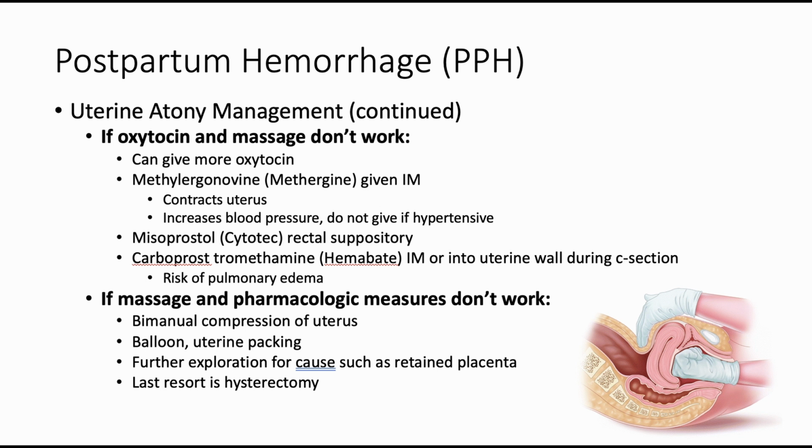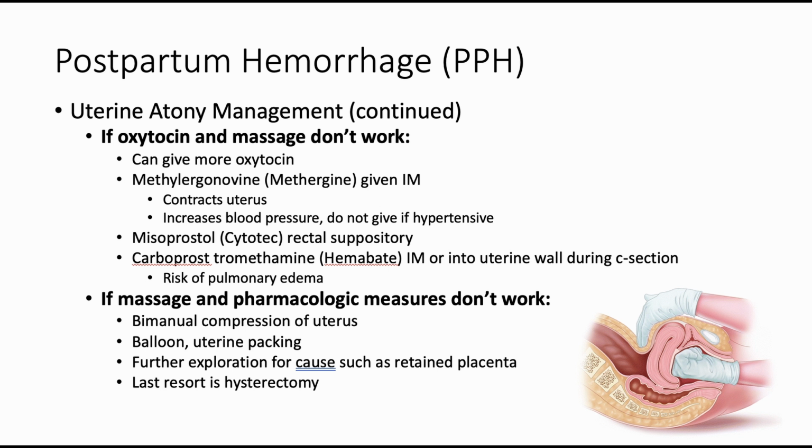If that doesn't work, our other medications, and this is really a case where you need to know the medications, is Methergine. All these medications do the same thing. They're all just trying to get that uterus to clamp down, right? So we gave more oxytocin, we can give Methergine IM. Yeah, Methergine. So the point of that, again, is to contract the uterus.